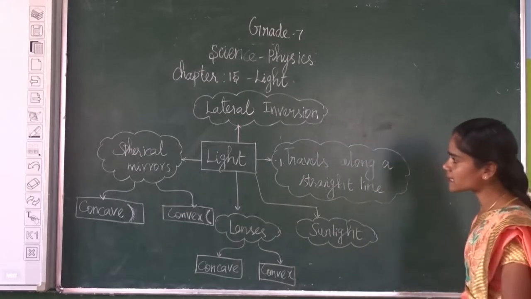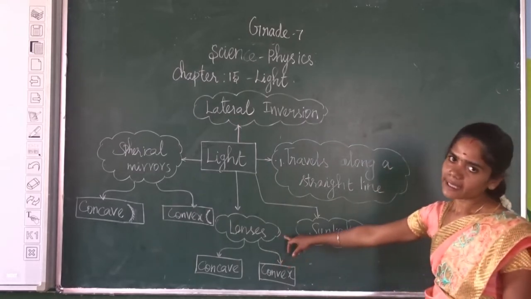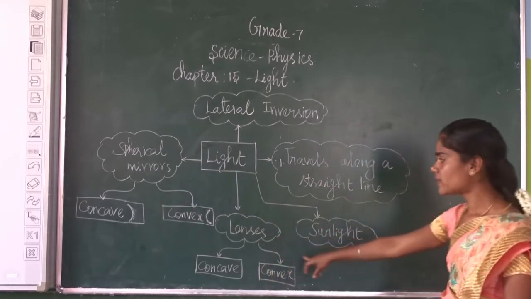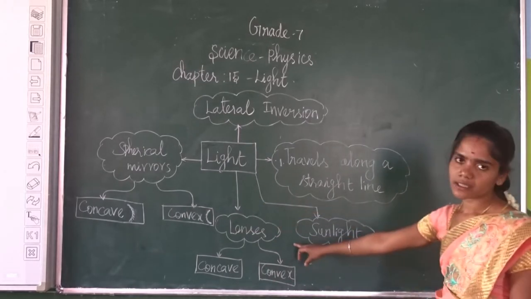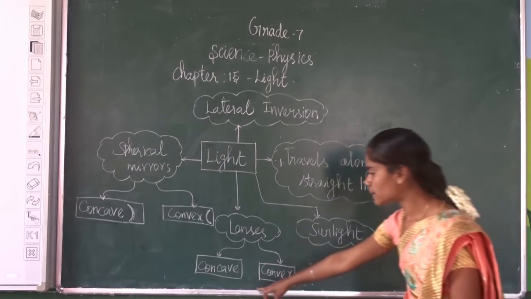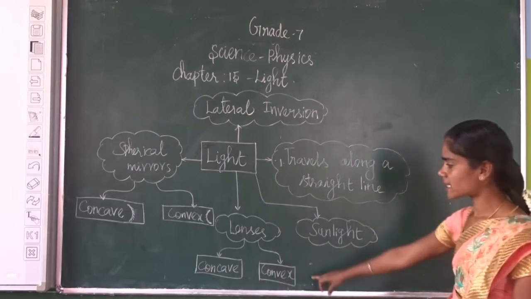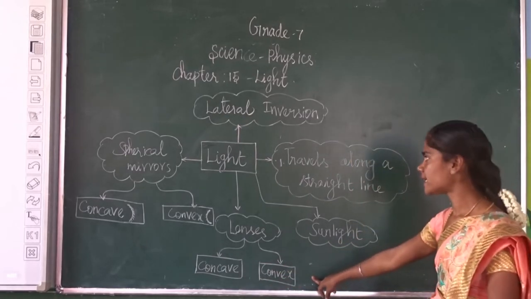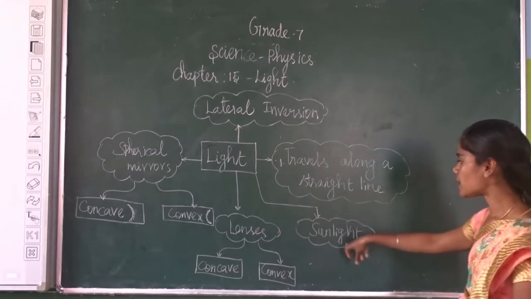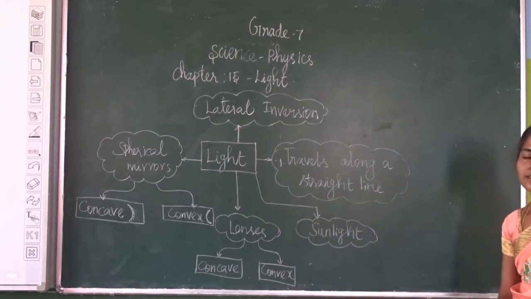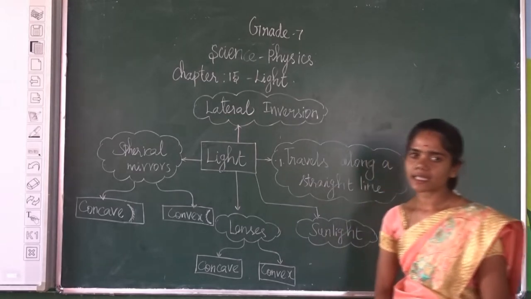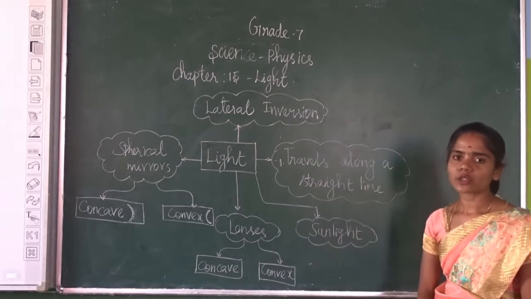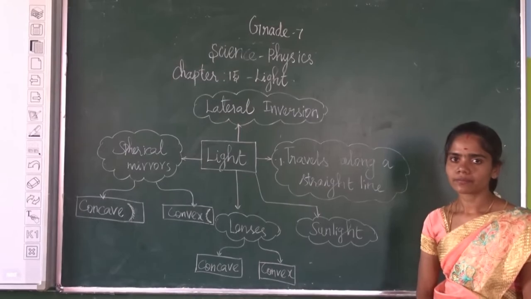And next we will discuss what is called a lens and what are the types of lens. Like spherical mirrors, lenses are also categorized into two types. One is concave lens and the other one is convex lens. And finally we will discuss sunlight, whether sunlight consists of a white light or a colored light. Come children, let us see the topics one by one.